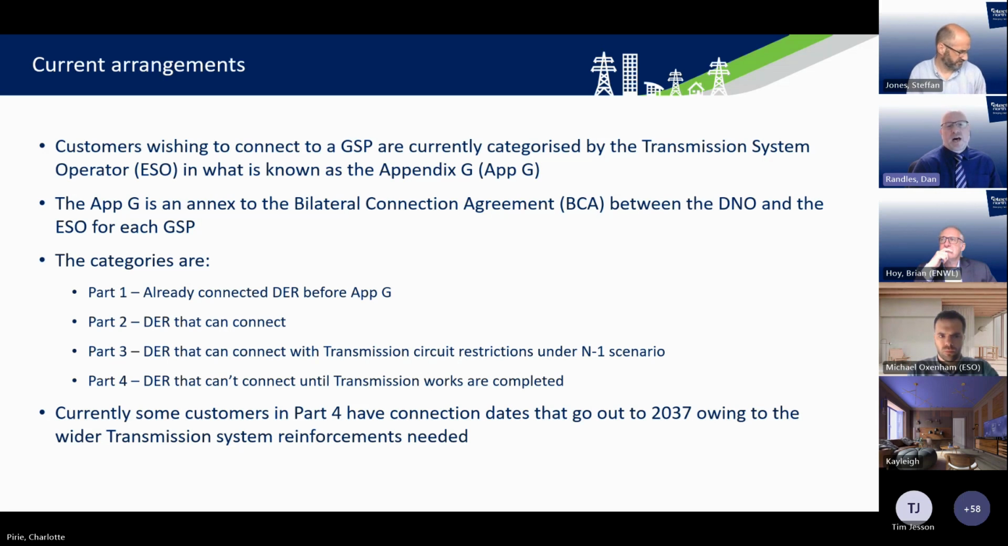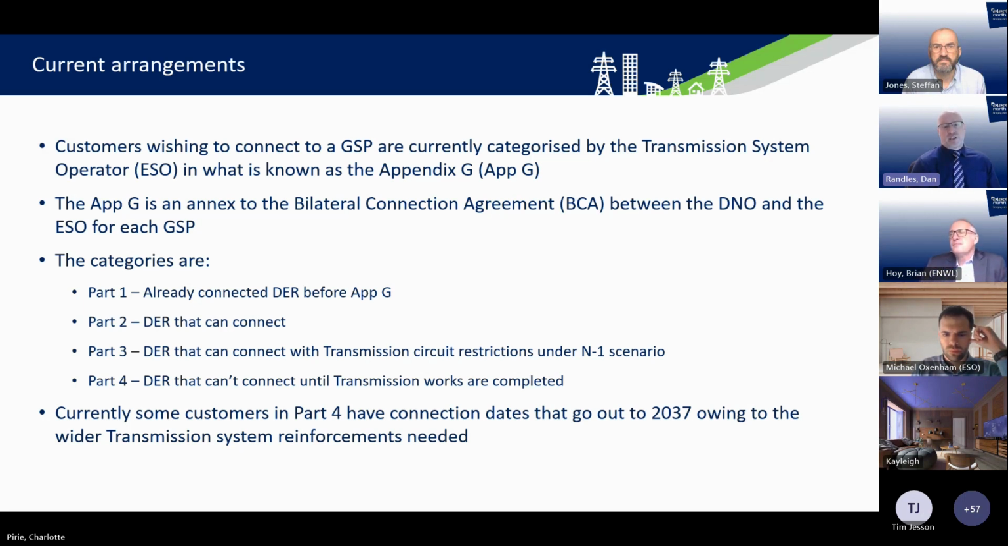And there are essentially 4 parts of the App G as listed there, parts 1 through to 4. Part 1 are customers that are already connected to the network, happily generating. Part 2 are those that have been given permission to connect to the network, and they will usually either be connected or have a date in the not too distant future to connect. And then you get these parts 3 and 4 where the customer can neither connect but has got some form of conditions governing its connection, usually some kind of output restrictions under certain scenarios on the National Grid.